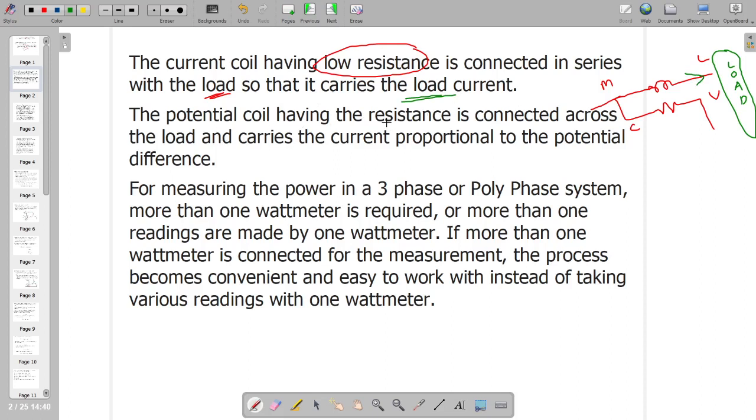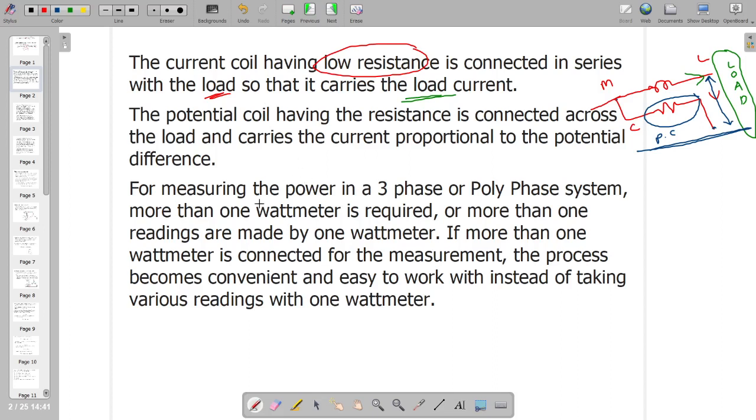Whereas the potential coil has high resistance and is connected across the load, and it carries a current proportional to the potential difference. It shows clearly that the potential coil is connected across the load to measure the voltage across the load. The pressure coil, the potential coil, is always connected across the load to measure the load voltage.